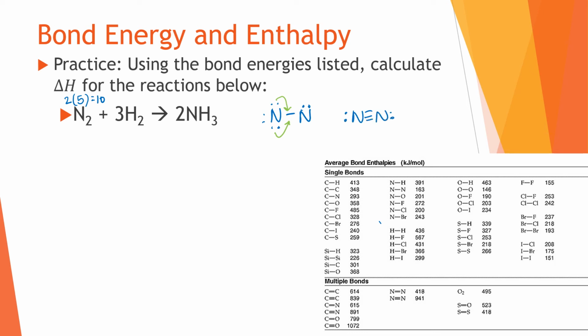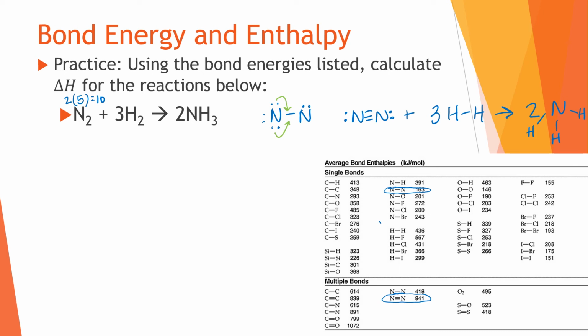Now, diatomic nitrogen is always going to form that triple bond. We probably will have that memorized at some point, but just make sure you don't forget that, because the value of a nitrogen-nitrogen single bond is very different than a nitrogen-nitrogen triple bond. So we got to be careful with that. We have 2 hydrogen-hydrogen bonds, and we're making 2 NH3s, which each have 3 nitrogen-hydrogen bonds.